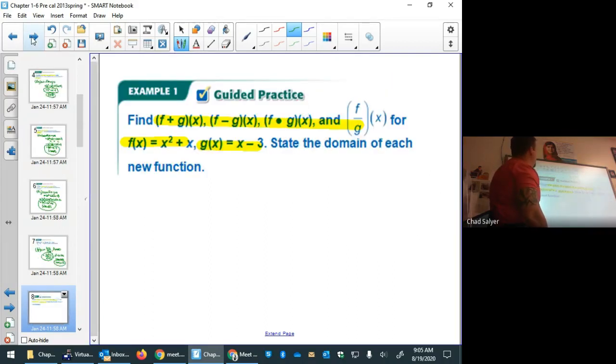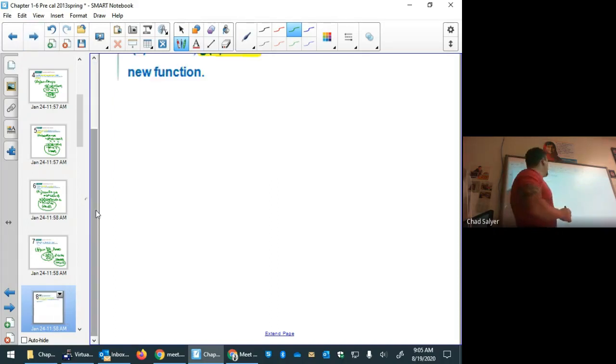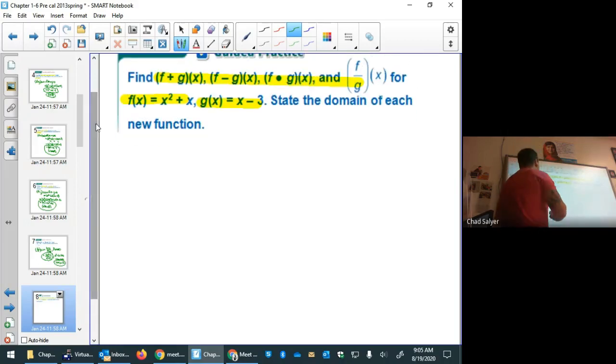Okay, so here's a task for you. Find f plus g, f minus g, f times g, and f divided by g of x for the following f and g of x. So pause the video, do that, and then come back and see if you got it right. And it also asks for the domains. Okay, so let's do it. First of all, f plus g of x.